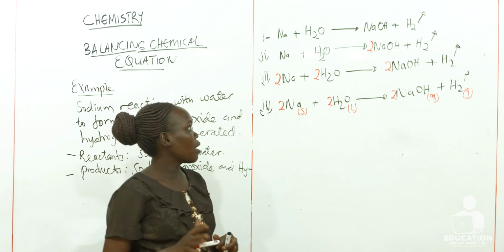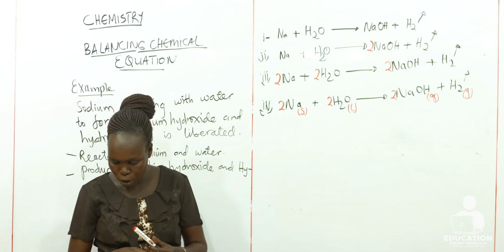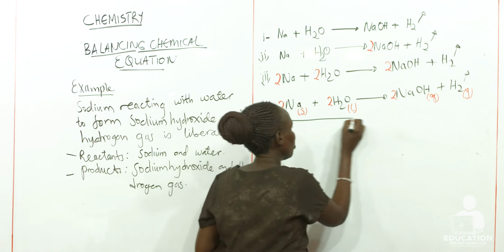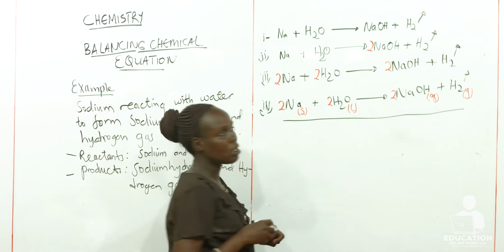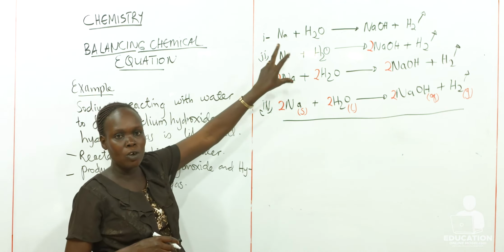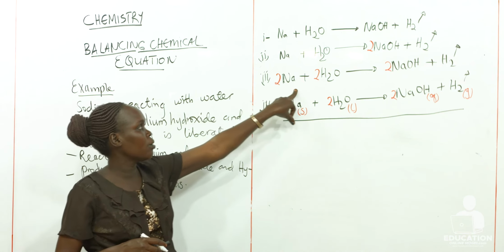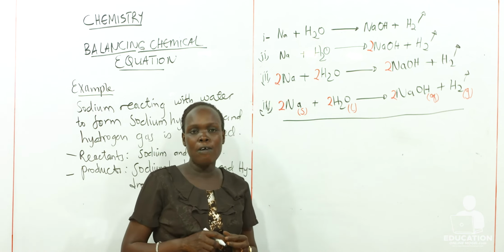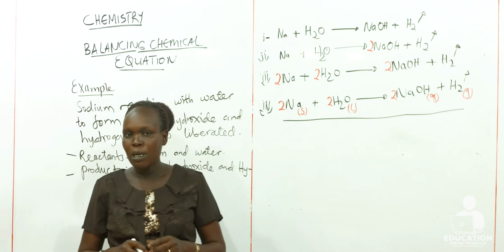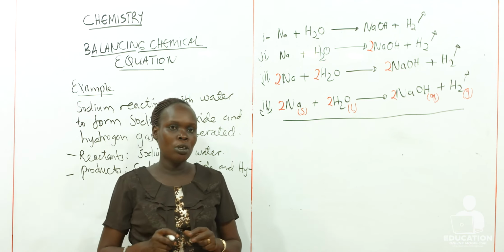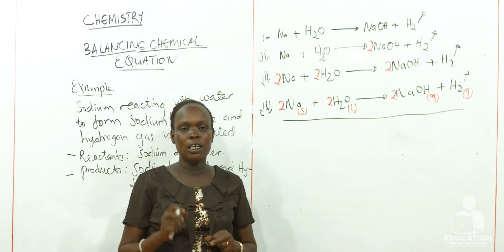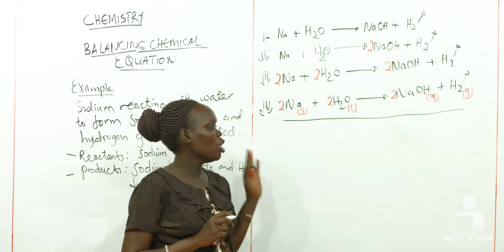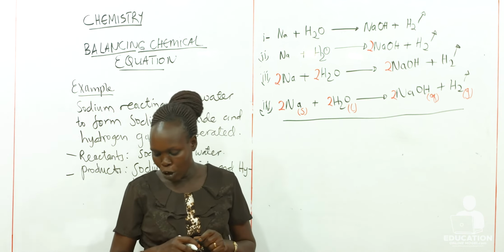So in this case, we have a balanced chemical equation, which is the last one, is the one which is balanced. The first one is unbalanced, second one is unbalanced, third one is also unbalanced, but here we have the correct chemical equation with the balance and number of atoms. So learners, by knowing the balanced chemical equation, we have very correct chemical reactions. So in this case, you have come out with a correct balanced chemical equation.